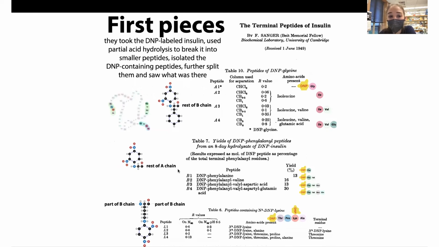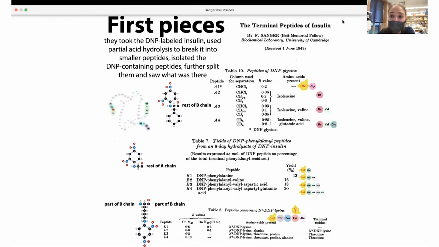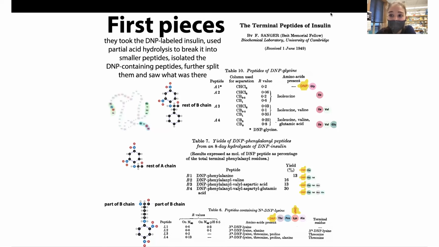So remember, because you have the DNP label, it changes the properties and makes it more soluble in organic solvents. You can separate it from the non-modified things. So if he did a partial acid hydrolysis to break up the smaller peptides, but he did this after, so he starts with the labeling while it's still intact, and then he does the partial acid hydrolysis. This will let you isolate the labeled piece and the few pieces that are around it.